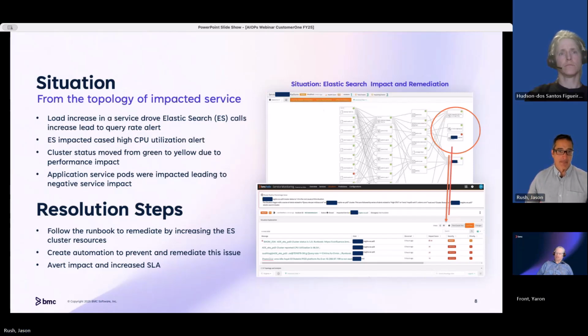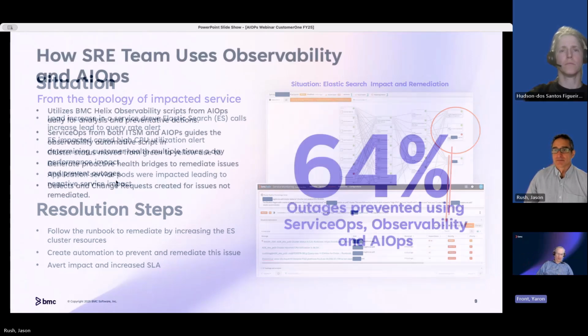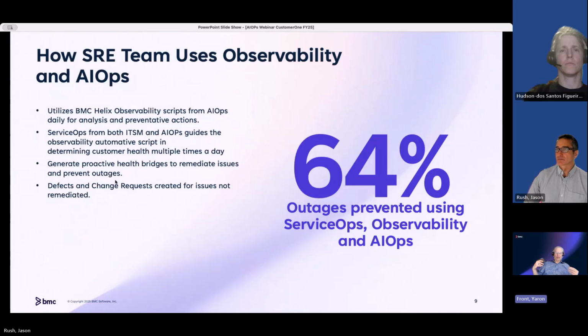So that's how today you react to specific situations like an increase in load on a business service. But can you talk a little bit about your day-to-day? So how do you use AIOps and observability in your day-to-day on a regular basis?